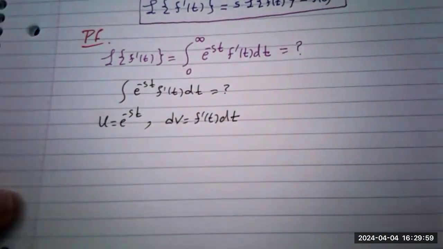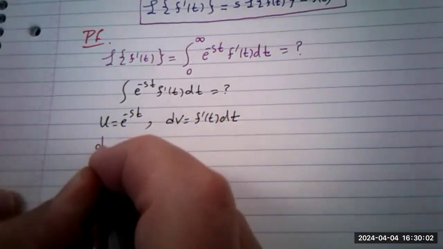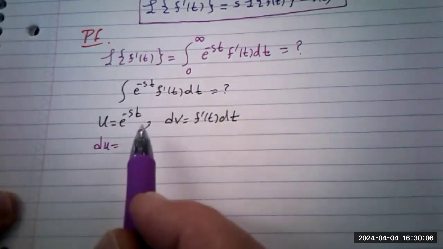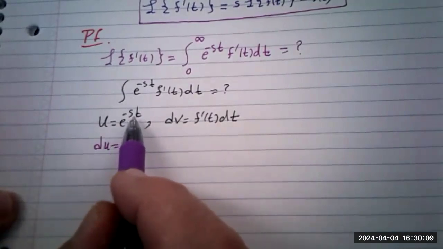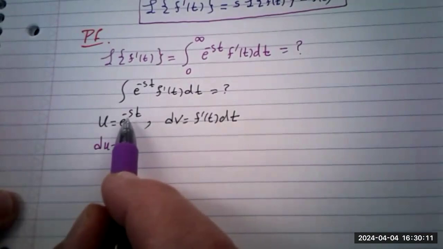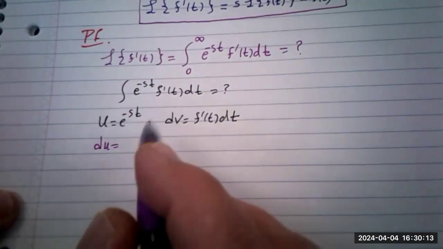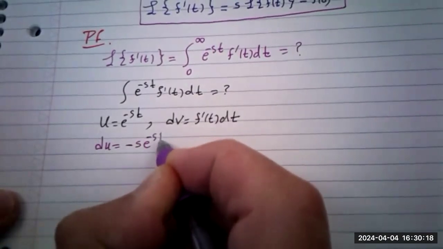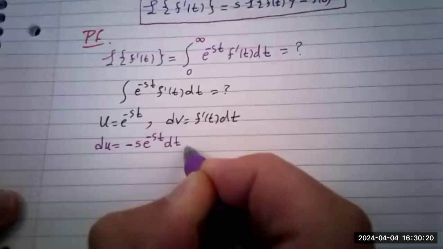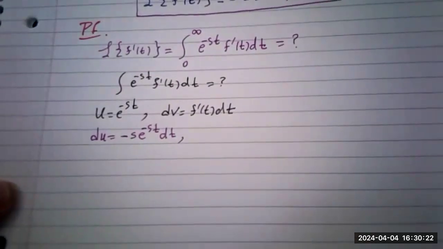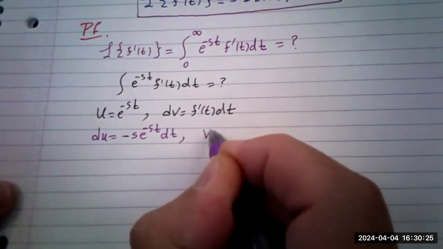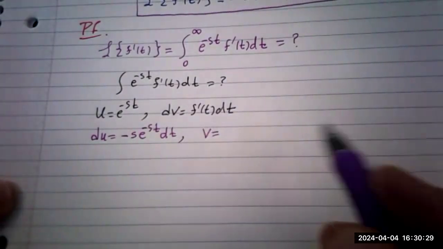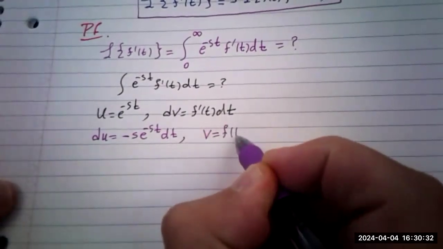Now the other parts are going to be what? du would be, remember, the differential with respect to t. The exponential function never changes, you have to find the derivative of the top with respect to t, which would be negative s. So that gives you negative s e to the negative st dt. That's your du. Then you have to find your v. If you want to find v, it's going to be just f of t.